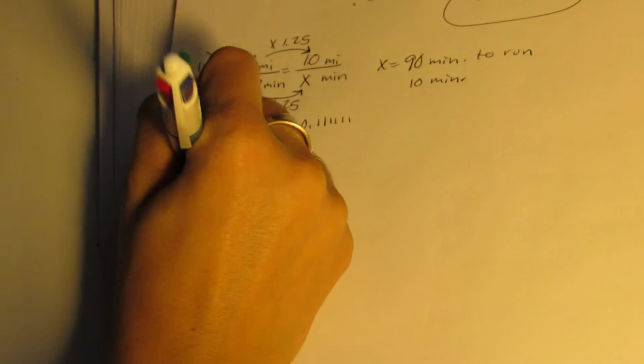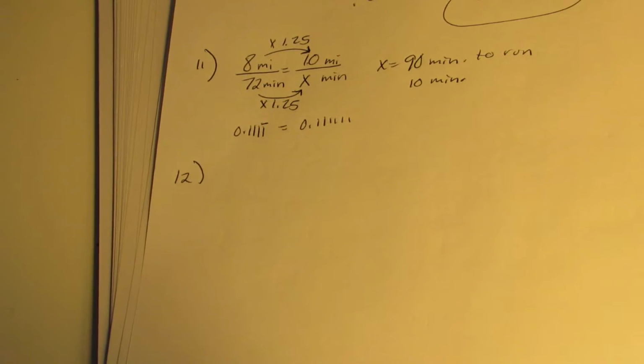So let's move on to number 12. Number 12 says, there are 20 boys and 15 girls in Miss Stilinski's class. If 4 boys are added to the class, how many girls must be added for the ratio to stay the same? This is kind of tough.